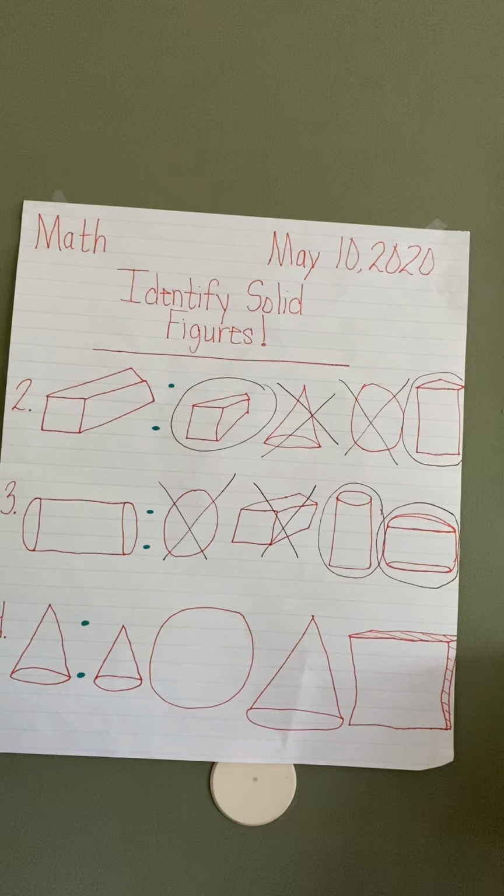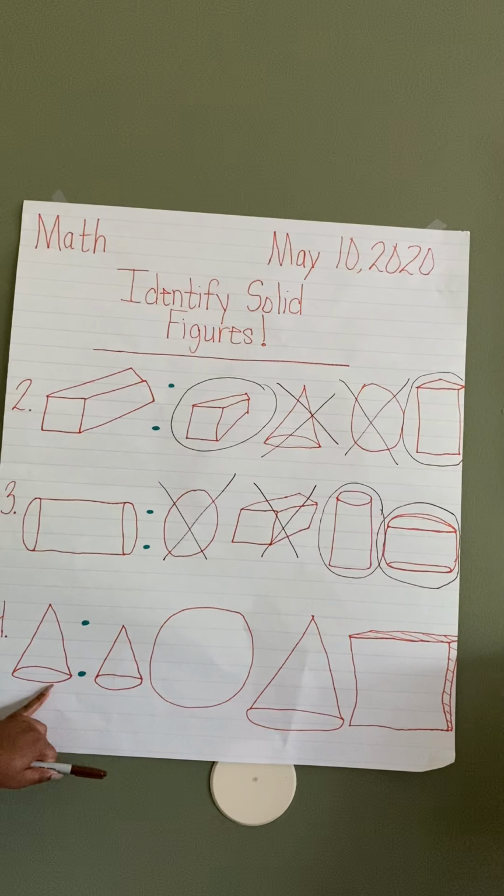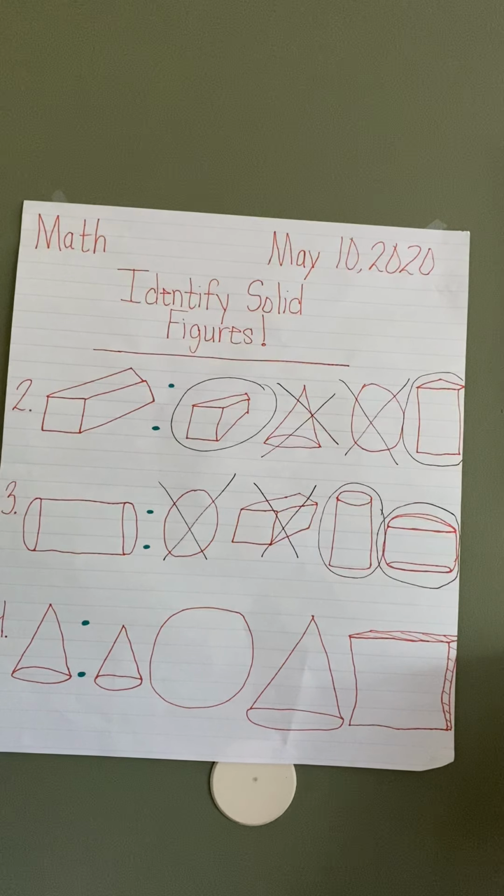All right, we got one more. Let's look at number 4. What solid figure is shown on number 4? That solid figure's name is called a what? It is called a cone. So just like 1 through 3, you have 4 options, and we have to decide out of those 4 options which ones resemble or look like a cone.